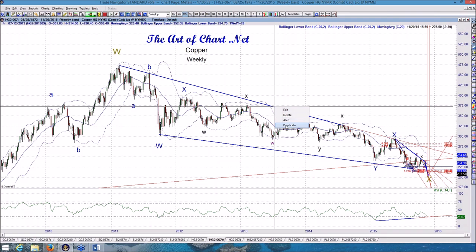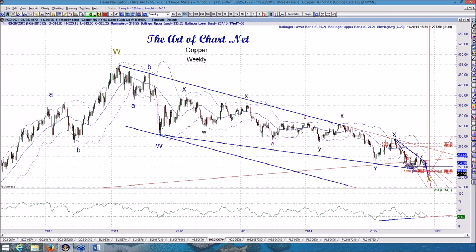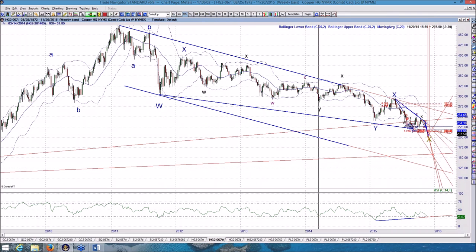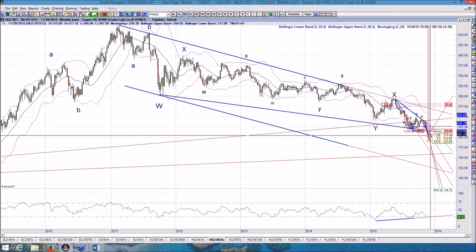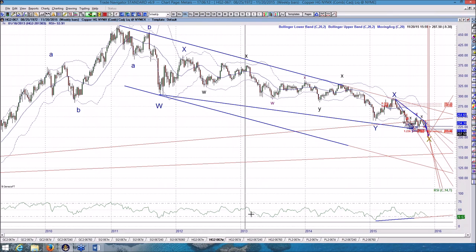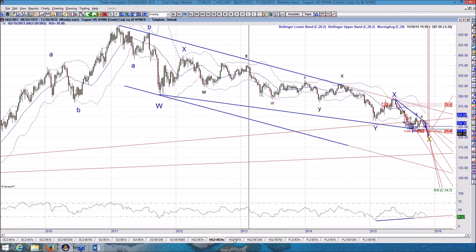If I'm wrong about the wedge, here we go, then we have a lot lower to go in copper. I don't believe that's going to happen. I see this divergence here, and I see that there is not a lot of strength in this move on a weekly basis. We have divergence on a weekly basis. That's a significant sign. Now, does that mean it turns in the next hour? No, it does not mean it turns in the next hour. It means that in the next week or two, this thing is going to turn.